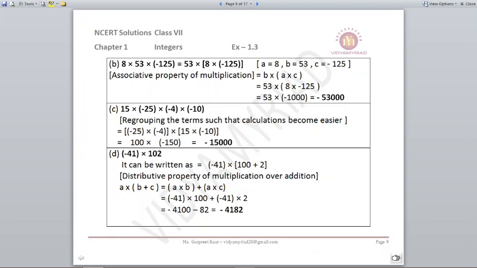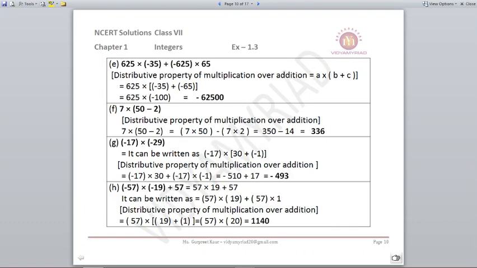Next case, minus 41 into 102. There are only two numbers. Now what to do in this? I will try to break 102 by writing 100 plus 2, and if you see, this proves the distributive property of multiplication over addition, where it is in the form of a multiplied by the bracket b plus c. When I open the bracket, it will become a multiplied by b plus a multiplied by c. Now solve it and you will get the answer as minus 4100 minus 82, which is equal to minus 4182. Take care of the minus sign.